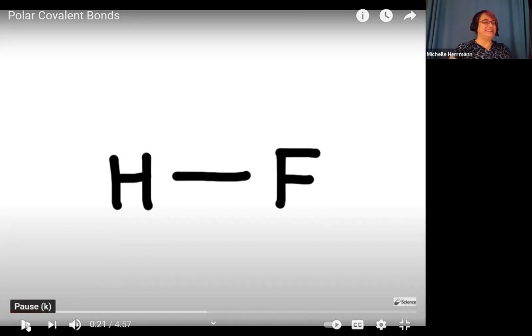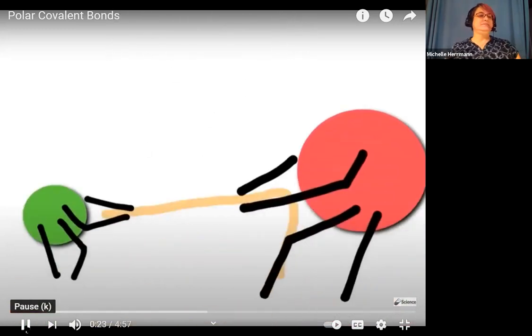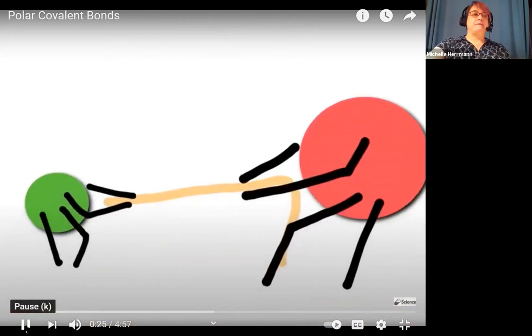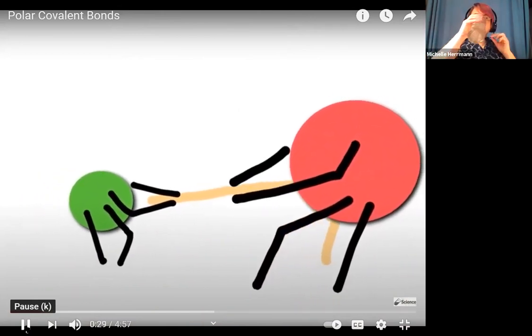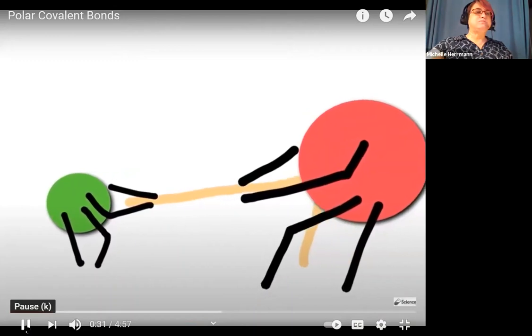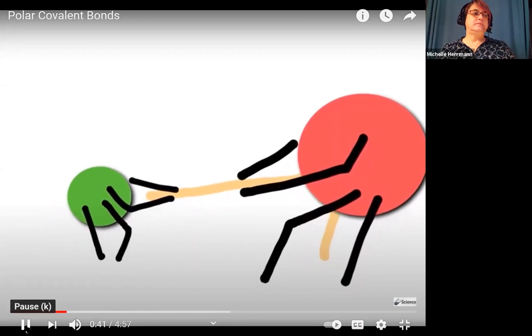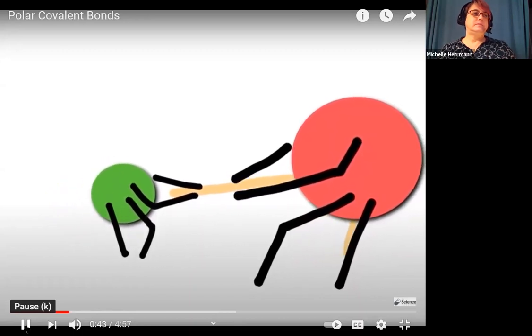All right. However, this is not always the case. Sometimes we have an element that is much stronger than another element. So it's almost like a tug of war going on between the electrons that are in the bond. Now, since both elements in a covalent bond are going to be nonmetals, they're both going to be pulling on the electrons, so they're still going to share. We just might have the electrons spending more time around one of the elements as opposed to the other element.